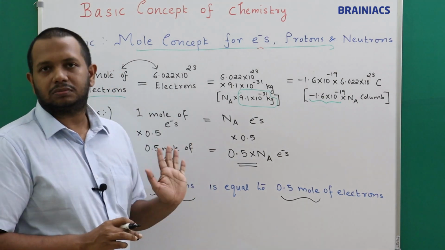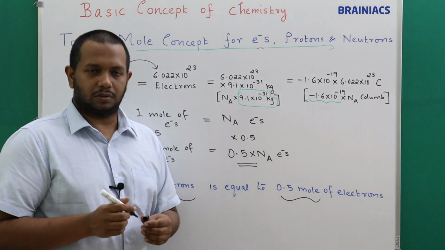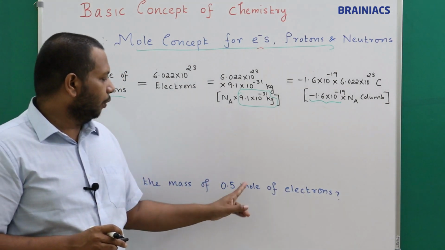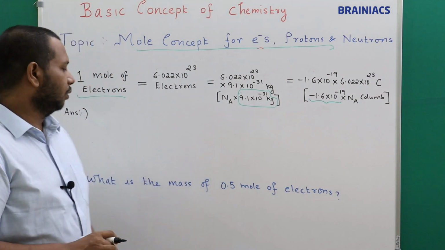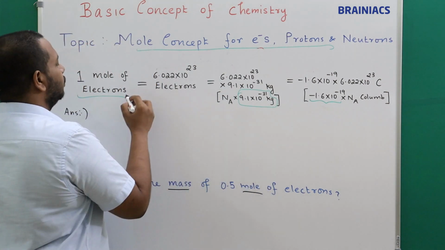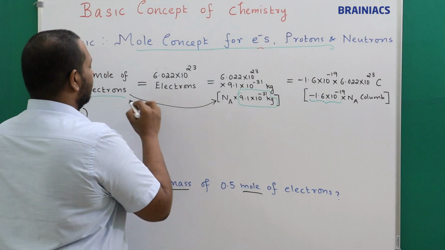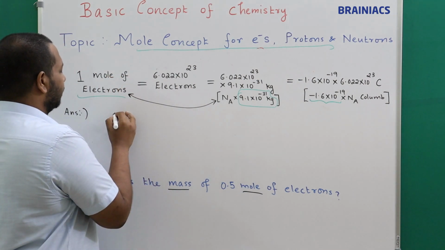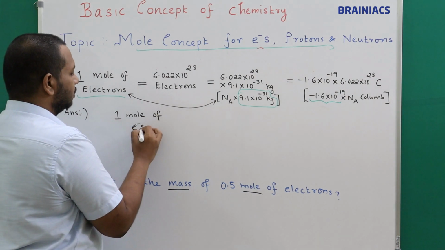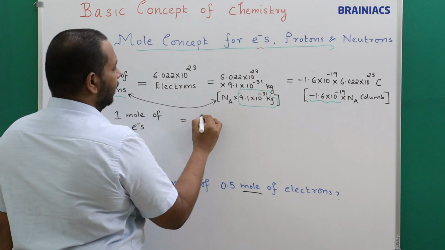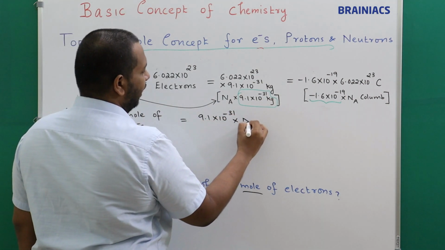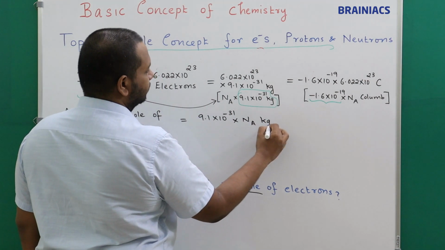So I hope you understood. Okay, now we will go to the next question. Now read the second question. What is the mass of 0.5 mole of electrons? So they are linking mass and mole. So I know that these two are linked now. Okay, so please again remember, we need to write the fundamental formula as 1 mole of electrons is equal to 9.1 into 10 power minus 31 into Na kg.